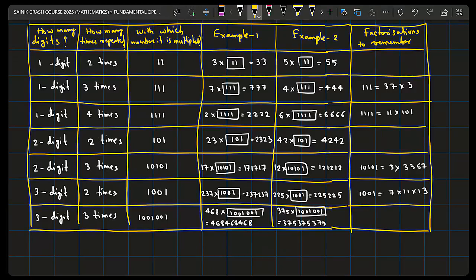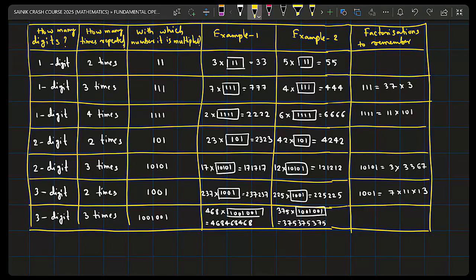Rishikesh, your doubts? Sir, do we have to write the factorization to remember that also? That one also, because if you remember that, the complex problems will become very easy. Okay? Okay, sir.